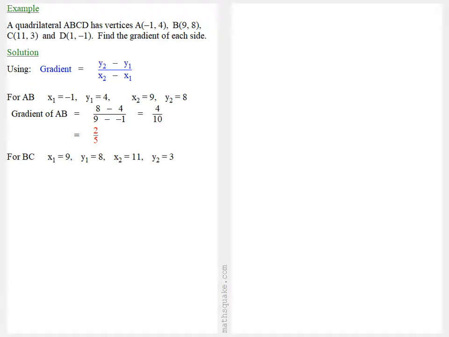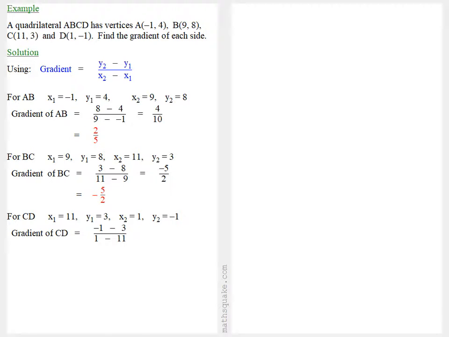For BC, we have x1 is equal to 9, y1 is equal to 8, x2 is equal to 11, and y2 is equal to 3. So the gradient of BC is 3 minus 8 over 11 minus 9, which is -5 over 2. For CD, we have x1 is equal to 11, y1 is equal to 3, x2 is equal to 1, and y2 is equal to -1. So the gradient of CD is -1 take away 3 over 1 take away 11, which is -4 over -10, which cancels to 2 over 5.